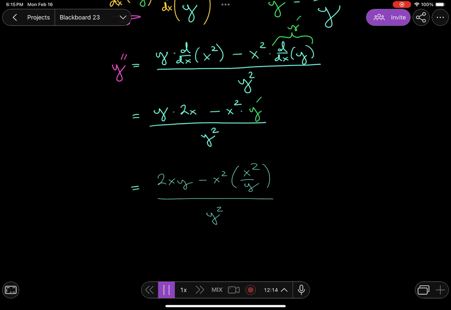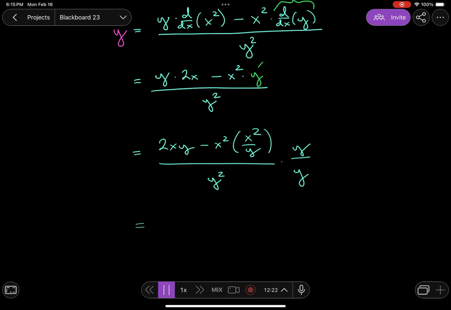And my immediate thought here is I have fractions inside of fractions, so to clear those, I'm going to multiply the top and the bottom by y. That will bring me here. This is the same thing as 2xy squared minus x to the fourth, all divided by y to the third power. And that is my formula for y double prime.